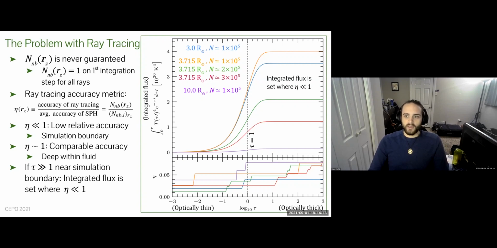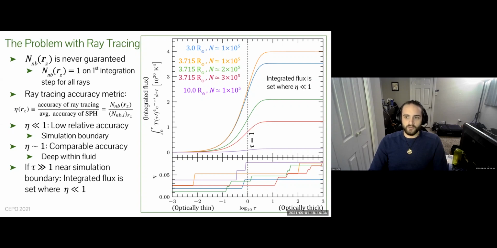But you only get that comparable accuracy deep within a simulation. And that's true regardless of what you're simulating. It could be a star, it could be a merger, it could be some water. It doesn't matter. The value of eta is always going to be about 1 only deep within the fluid.